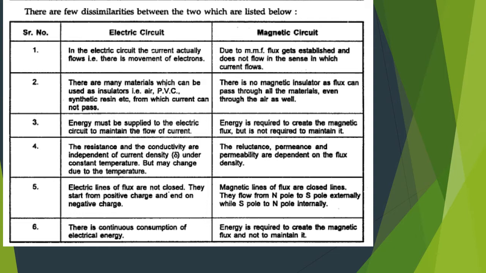While for the magnetic circuit, due to the force responsible called MMF, magnetomotive force, flux gets established and does not flow in the sense in which current flows. Unlike current, the flux does not flow. Actually, it originates from N and terminates towards S.